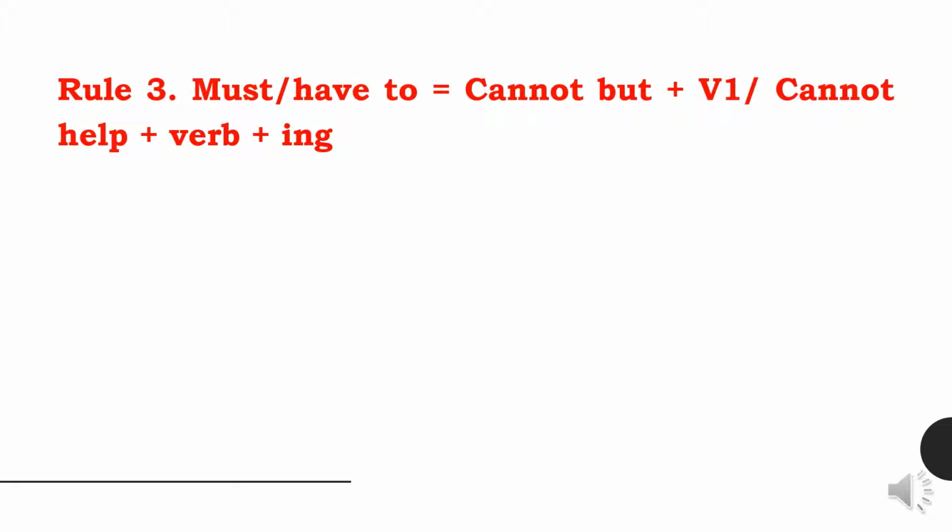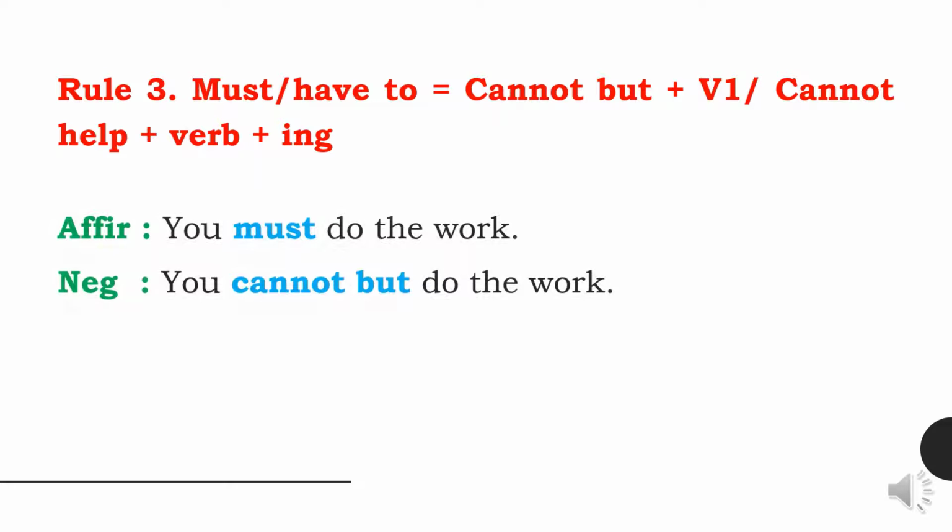Rule 3. If there is must or have to in an affirmative sentence, then while making it negative, we have to follow the given structure. That is, instead of must or have to, we have to use cannot but, then we have to use V1, that is the base form of the verb. Or we can follow another structure, that is we can use cannot help, then we have to use the ing form of the verb. That means we have to add ing with the main verb. So we can use any of the two structures shown here.